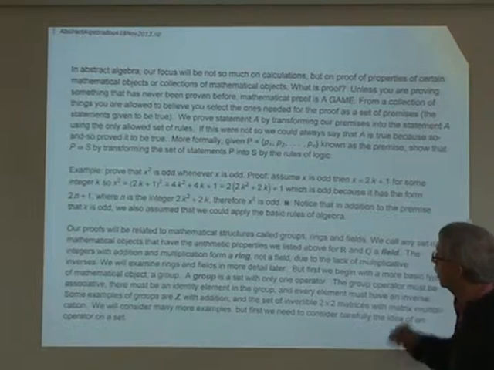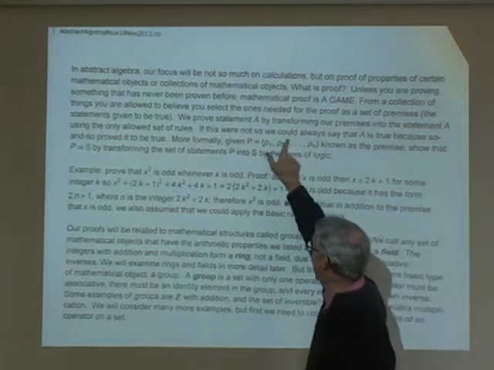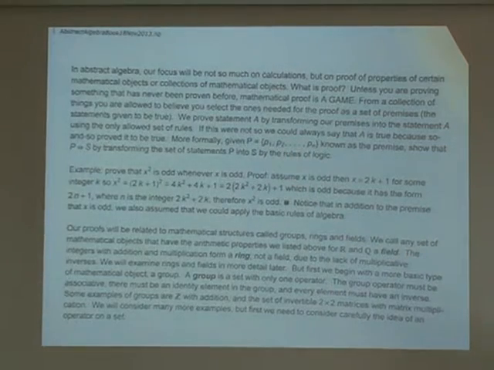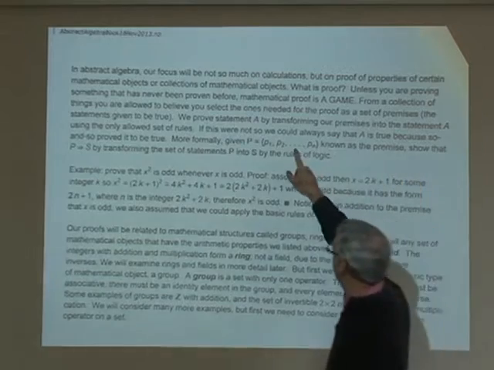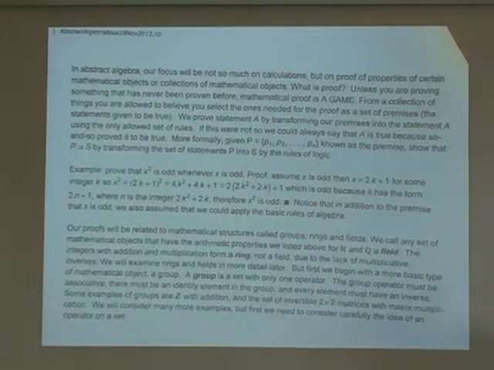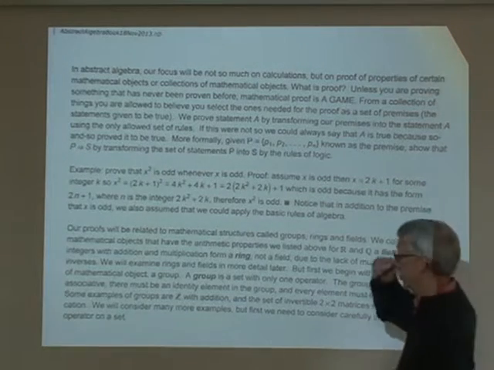And technically, you've seen this in 300, more formally: given the set of logical statements known as premises that we believe to be true, we show that this implies the thing we're trying to show by transforming P into S by the rules of logic, right? That's how 300 went. So here's a nice example of a basic proof.